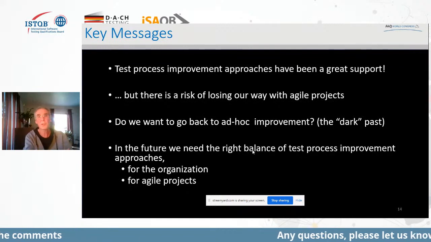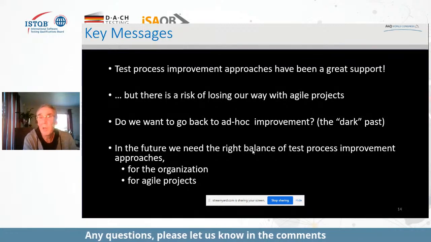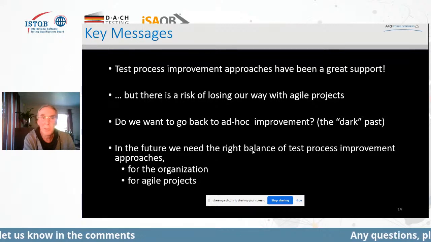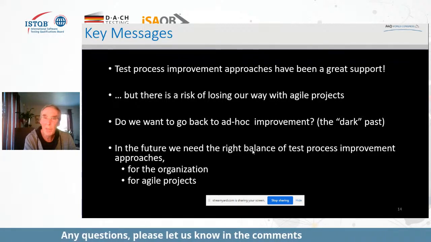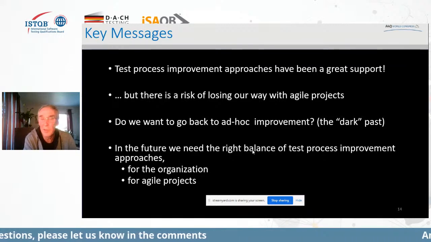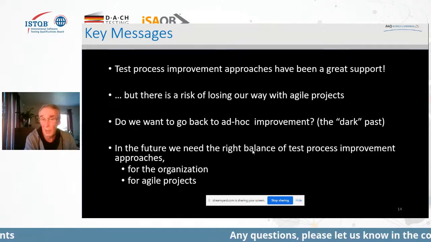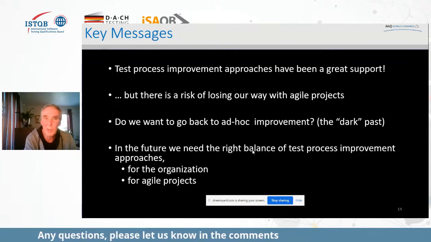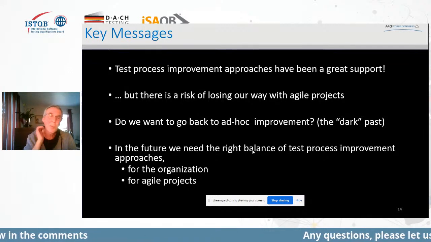So, key messages then: test process improvement approaches have in the past and continue to be, especially at organizational level, great support. There is, however, a risk of losing our way in agile projects. And the evidence that I have is not evidence that's been taken from some scientific study. It's just something that I've got from 100+ interviews. There does seem to be a risk that we're losing our way in the area of test process improvement when it comes to agile projects.